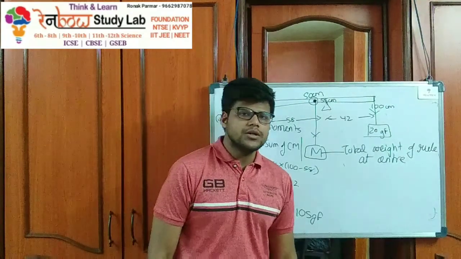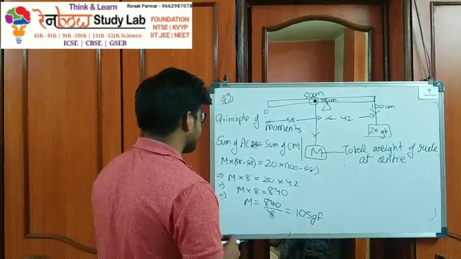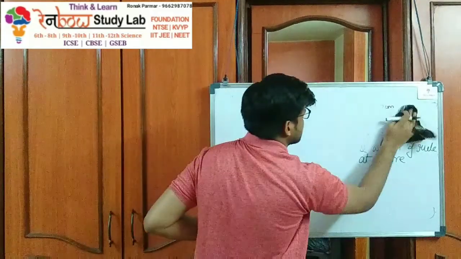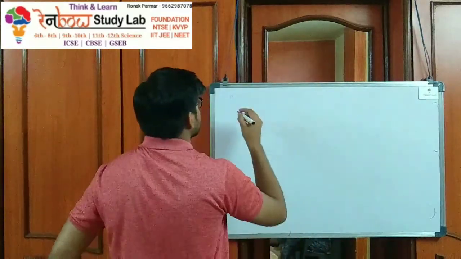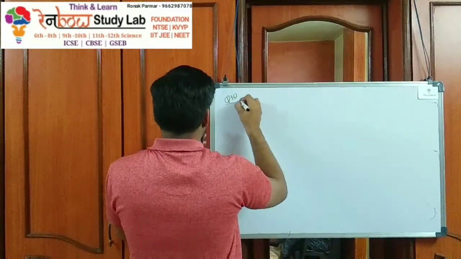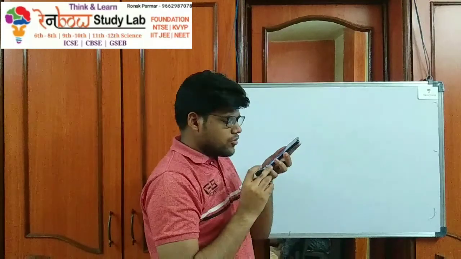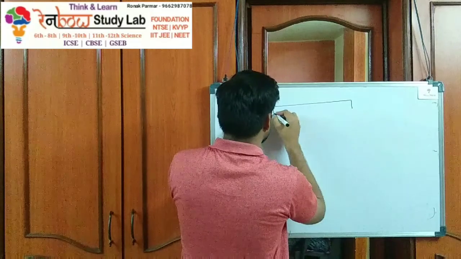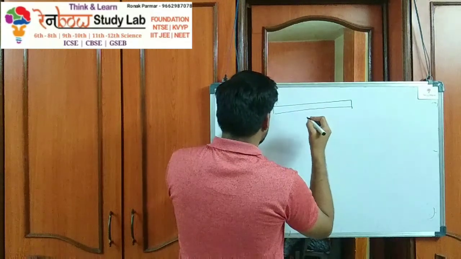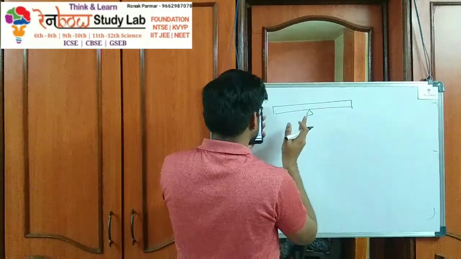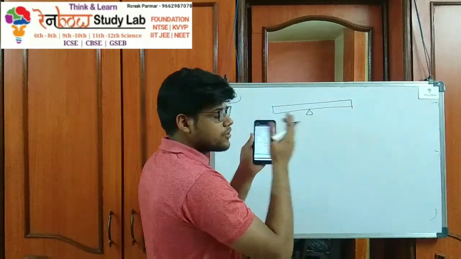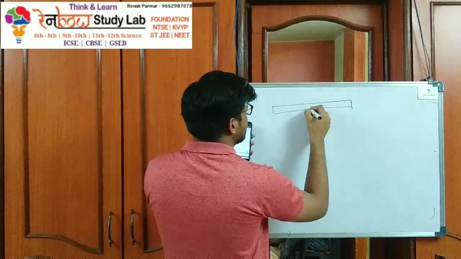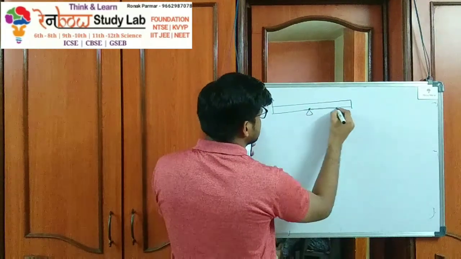Now I will move to question number 10. The diagram below. So the diagram is already part of the question. A meter rule is provided. You can see the pivot point is at center because 10, 20, 30, 40, 50 is on left hand side and similarly 50 is on right hand side. So your pivot point is at center.